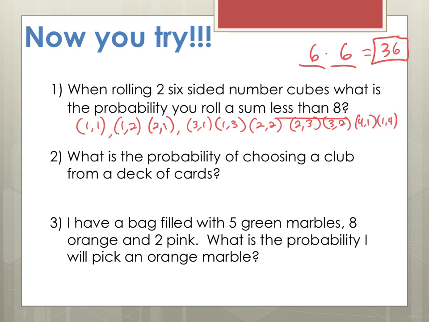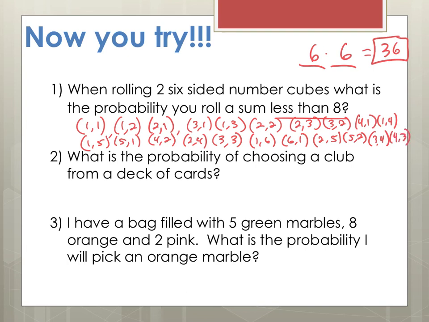A sum of 6, well, I could get a 1, 5, or a 5, 1. I could roll a 4 and a 2, or a 2 and a 4. I could also roll a 3 and a 3. And then a sum of 7, which is still less than 8. I could roll a 1 and a 6, or a 6 and a 1. I could roll a 2 and a 5, and a 5 and a 2. I could roll a 3 and a 4, and a 4 and a 3. So notice if I count all the scenarios here, 1, 2, 3, 4, 5, 6, 7, 8, 9, 10, 11, 12, 13, 14, 15, 16, 17, 18, 19, 20, 21.